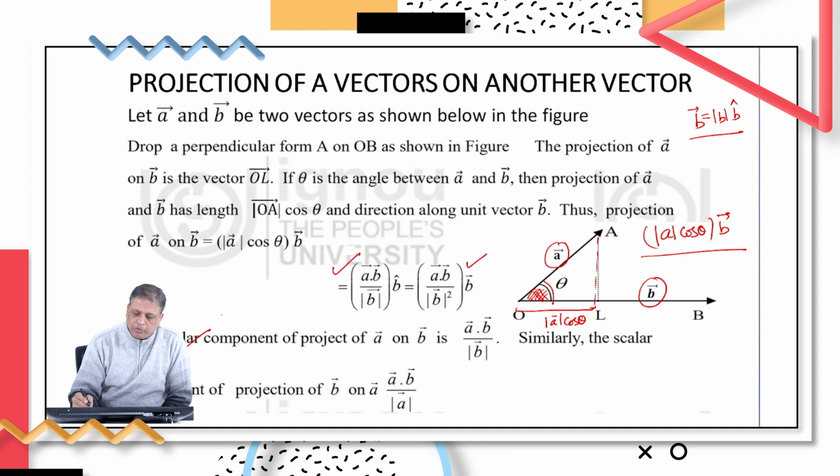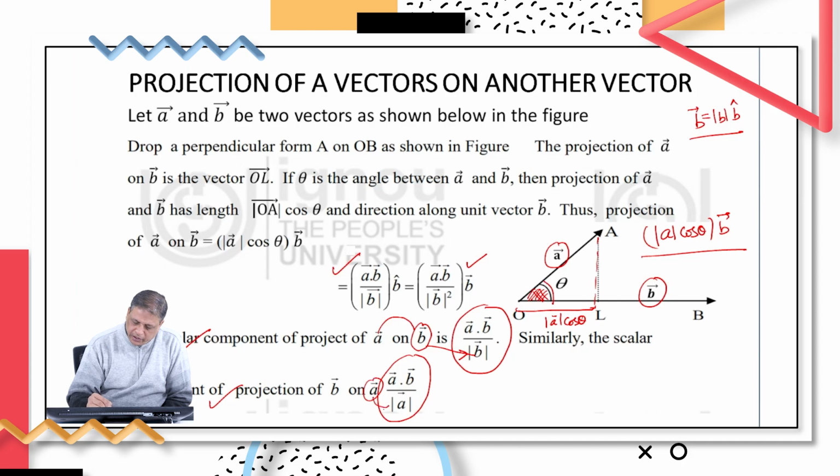Now, the scalar component of projection of A on B will be given by A dot B upon magnitude of B, whereas the component of projection of B on A will be given by A dot B by magnitude of A. So, whatever is projected, for the projection of A on B, B should be here. For the projection of B on A, A should be here. So, A dot B by A is the projection of B on A. Projection of A on B is A dot B by magnitude of B.